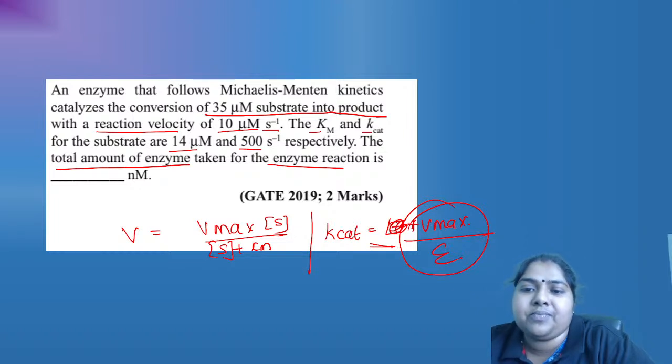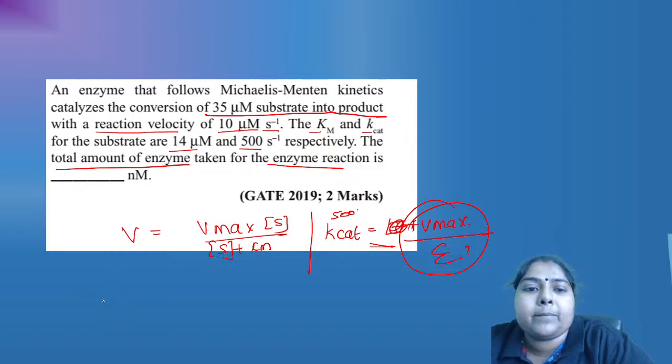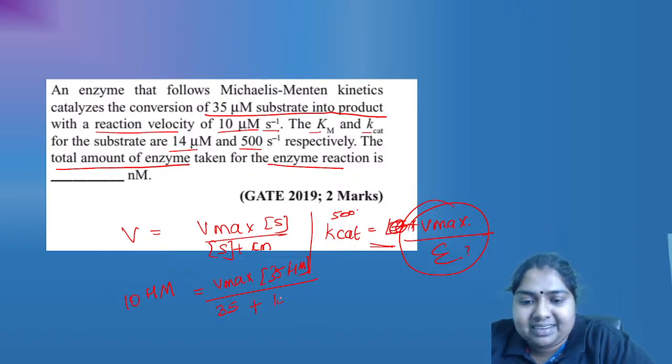So here in the question they have given the Kcat. What is the Kcat? 500. Do you know the Vmax? You don't know the Vmax. But do you know the V? Yes, you know V. What is V? 10 micromole. It is equal to Vmax, which you don't know, into S. S is going to be 35 micromole, divided by S, again 35 micromole, plus Km. What is Km? 14.